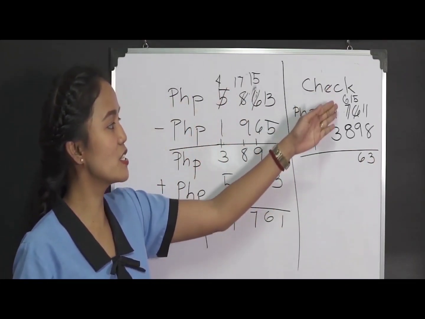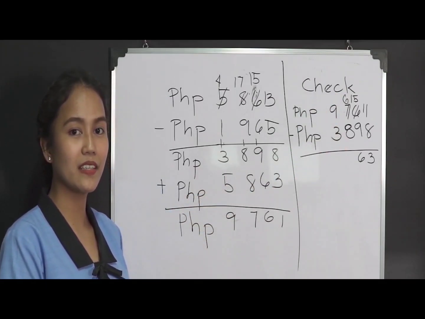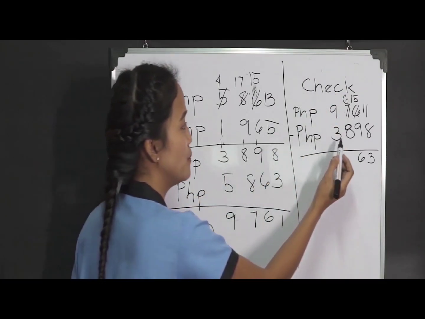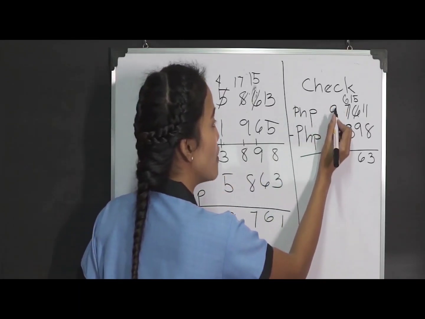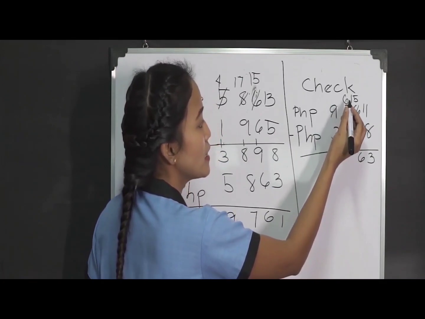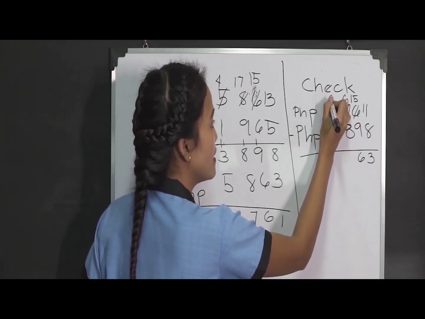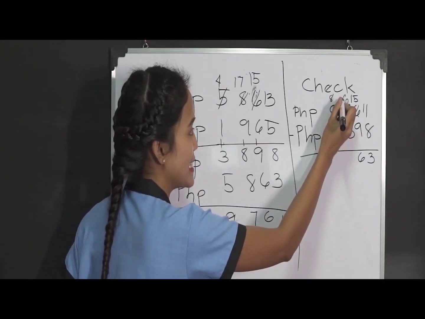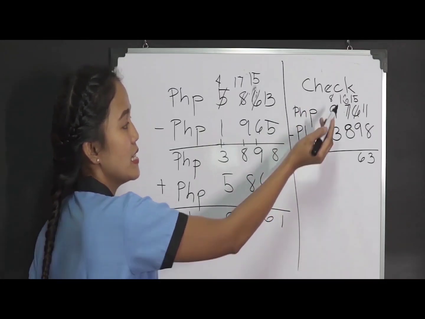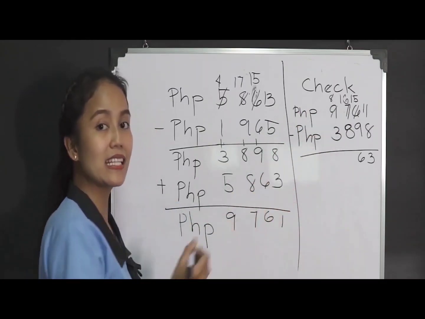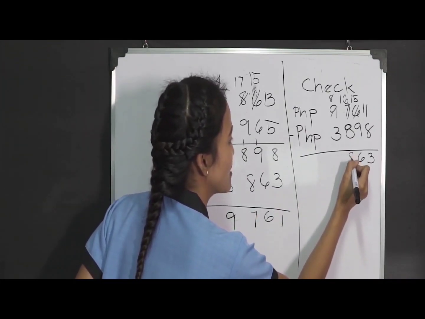Then, the hundreds column. 6 minus 8. Very good. We cannot subtract 8 from 6. Again, we need to regroup 1,000 into 10 hundreds. So, 9 will become 8. Then write 1 beside 6. So, we now have 16 hundreds. 16 minus 8 is equal to? Yes, it is equal to 8.